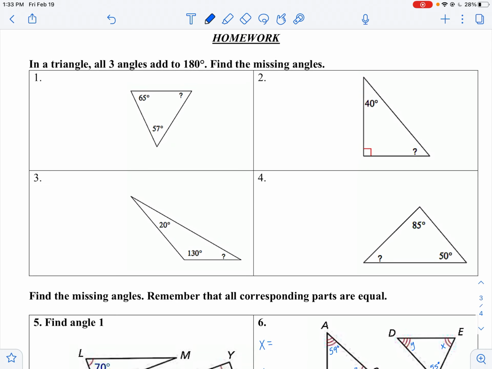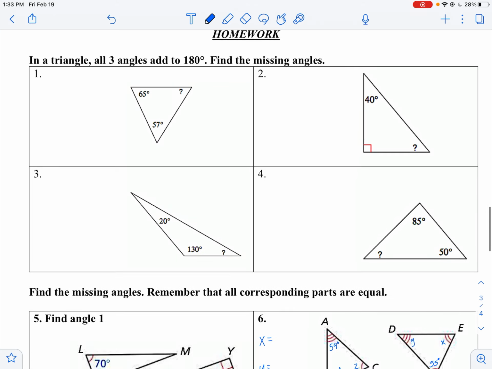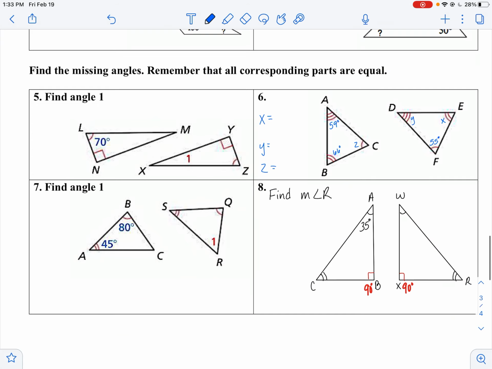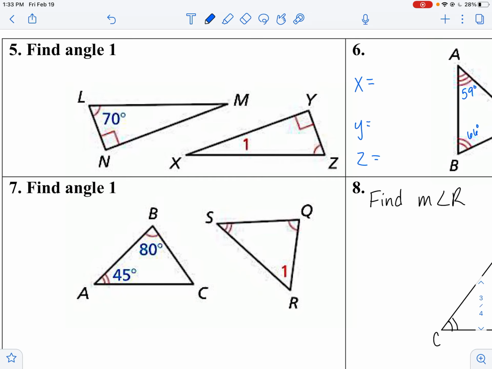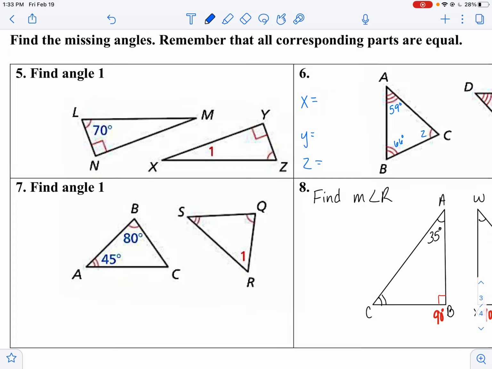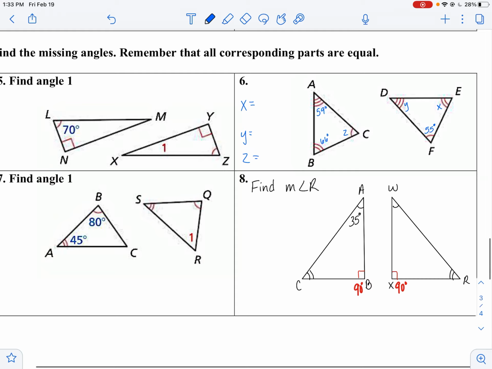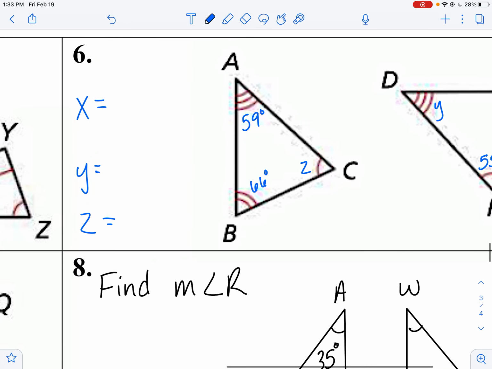If you look at 1, 2, 3, and 4, I give you 2 angles and I ask you to find the third one. And 5, 6, 7, and 8, well, 5 and 7, I give you 2 angles. I ask you to find the third one. 6, I give you all 3 angles. You just have to find the corresponding parts. And again, you're looking at those angle markings.